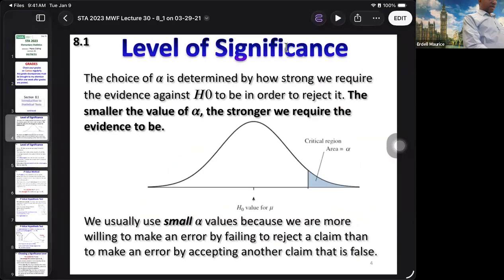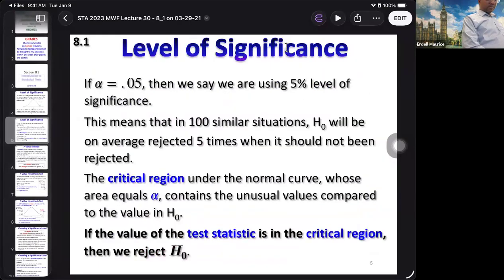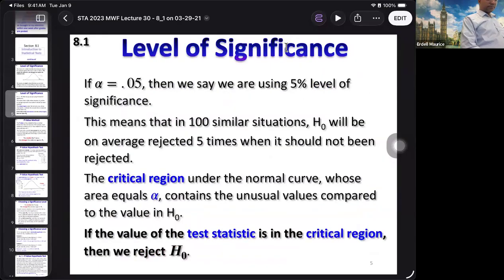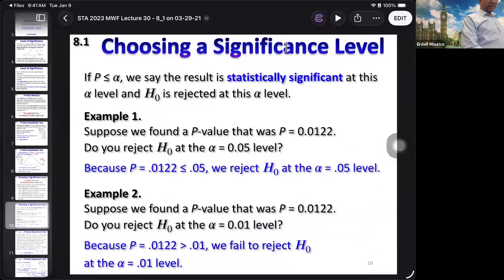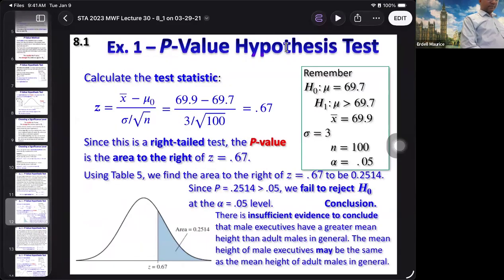So let's go ahead and solve one of these using the rejection region method. Where is my example that I wanted to work? I can see how they prefer the p-value, just like me. All right, so let's work this one right here.